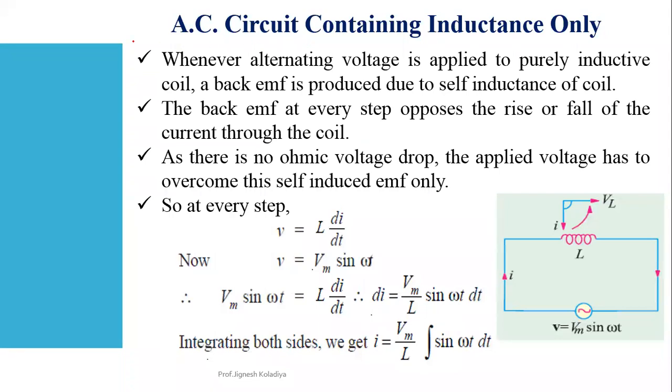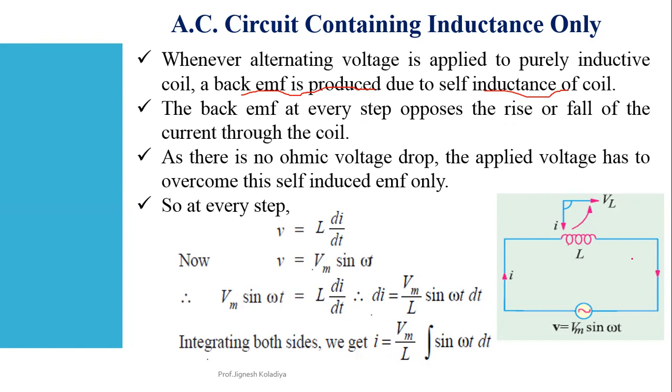Okay. Second case is AC circuit containing inductance only. Whenever alternating voltage is applied to a purely inductive coil like this, now resistance is not present and capacitor is not present, the back EMF is produced due to self-inductance of the coil.